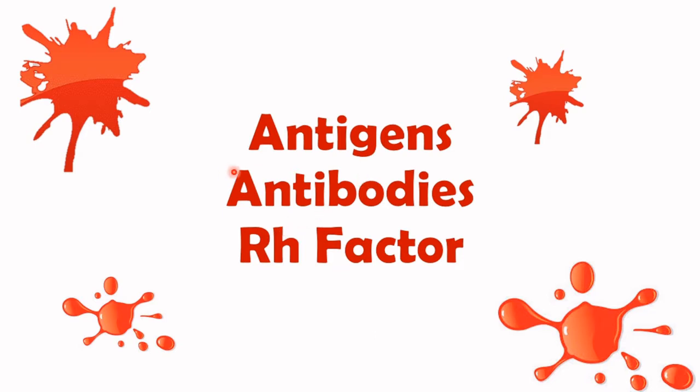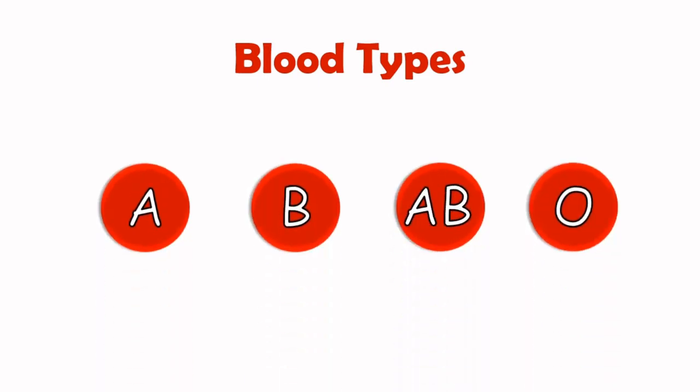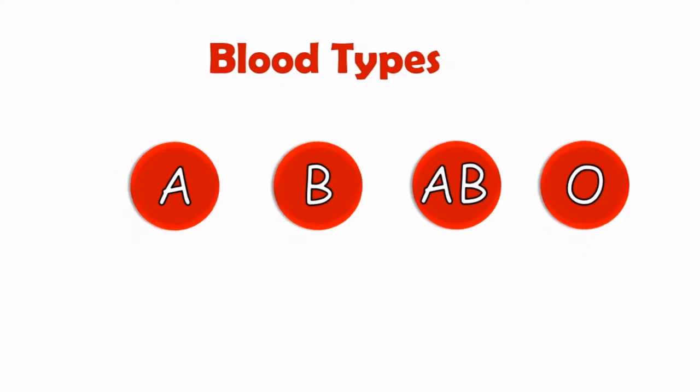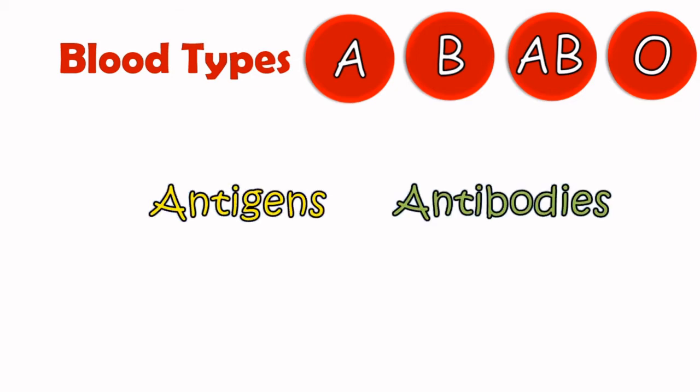This is what we're going to learn today, which are antigens, antibodies, and also the Rh factors. The first thing we will talk about is the blood types. We have 4 blood types, which are type A, type B, type AB, and also type O. Before we move further, we must know about the concepts first: the antigens and also the antibodies.